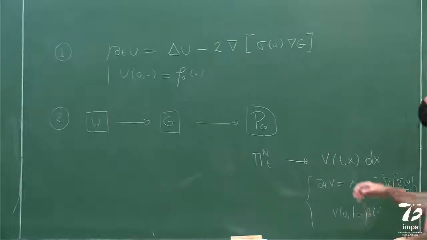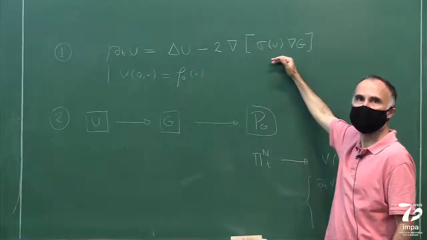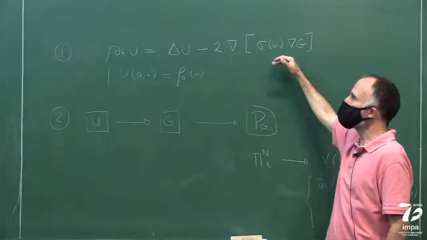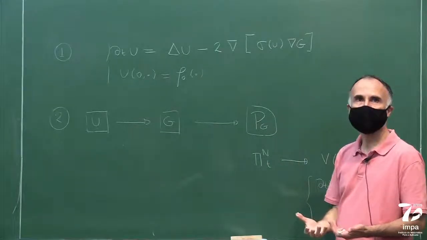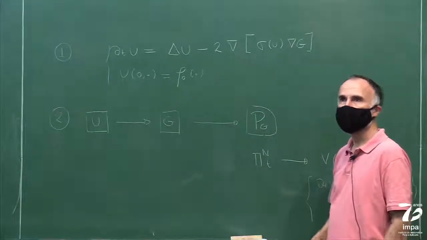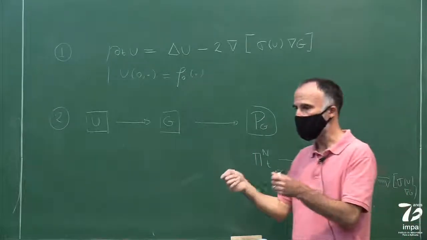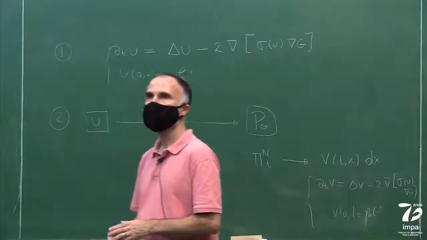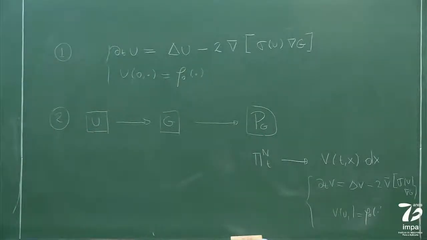Of course, it's not always possible to solve this equation. It's only possible when u is very smooth. So we will do that for u very smooth, and then we will approximate any path by smooth paths. But this is the idea.